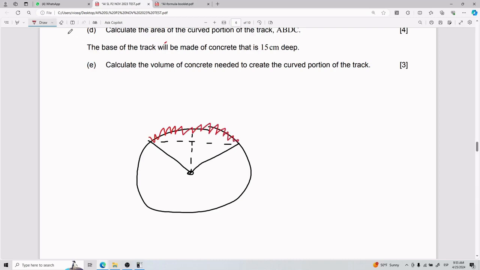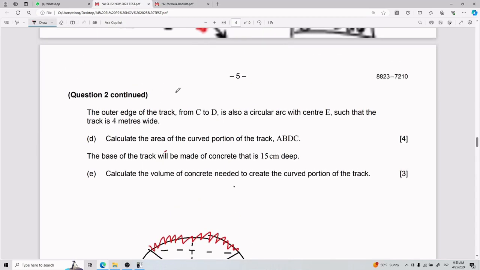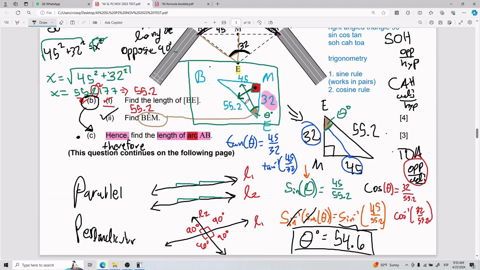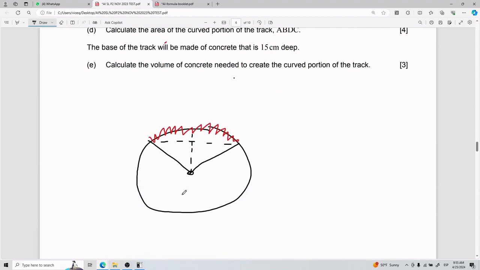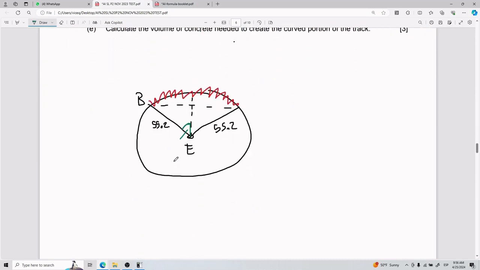okay? And what is the information you have? Well, you just found that the radius from part B was 55.2. So this is E, this is B. So this is 55.2, which means that this is also 55.2, right? And you just found that this angle here, just this angle here, is 54.6.